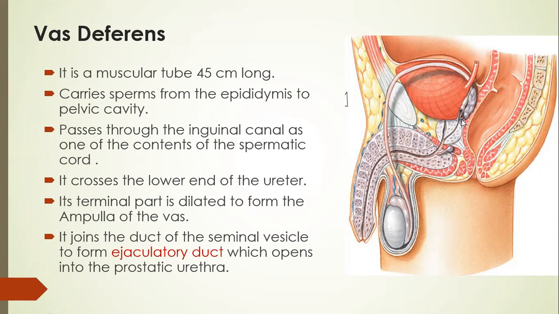Okay, and then it joins the duct of the seminal vesicle to form the ejaculatory duct, which opens into the prostatic urethra. So this ejaculatory duct will pass through the prostate and then open into the urethra. These are the ureters and this is the urethra passing all the way down. So this ejaculatory duct will open into the urethra, the prostatic urethra.